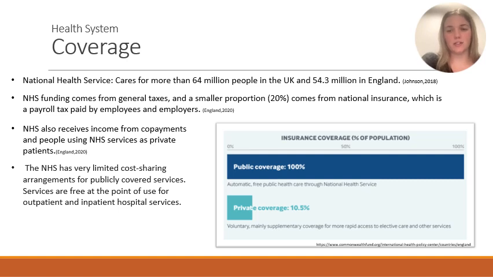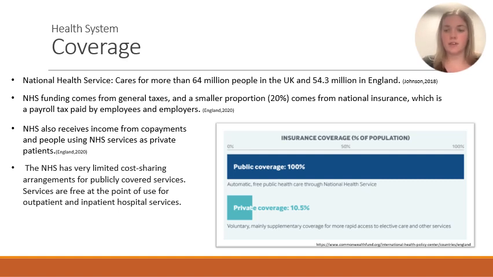The National Health Service cares for more than 64 million people in the United Kingdom and 54.3 million in England. There is 100% public health insurance coverage, which is automatically free public health care through the National Health Service. In England, approximately 10.5% of citizens opt into private coverage for faster access to health care and elective services.